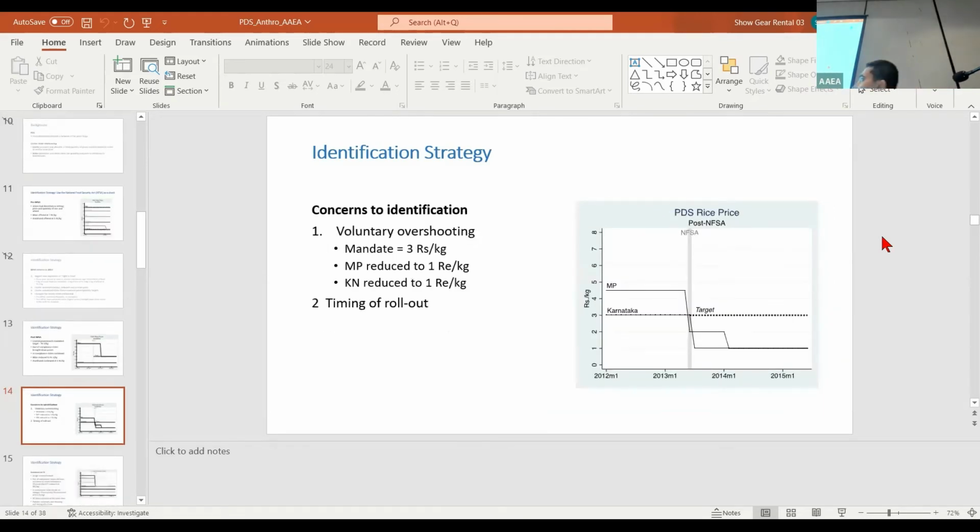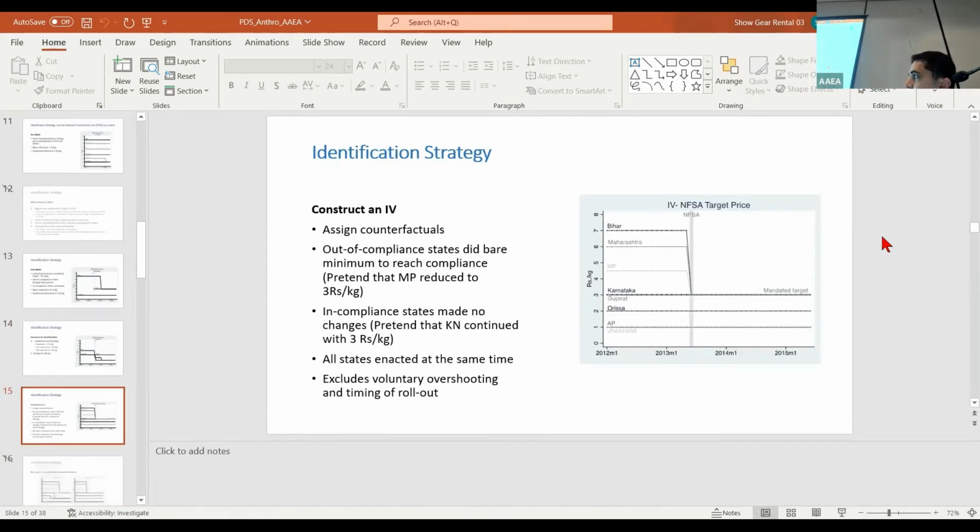And there are a couple of concerns with this identification, because there were states that overshot the mandated target. Some of these overshooting were correlated with local elections. For instance, Madhya Pradesh overshot the target to bring it below 3 rupees, and Karnataka also reduced it to 1 rupee. And there's also this endogeneity in the timing of the rollout.